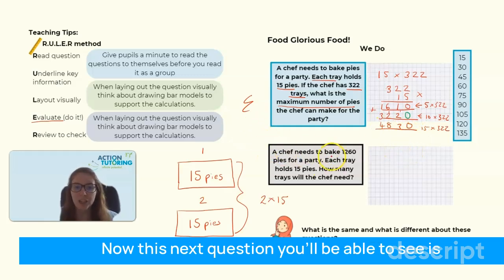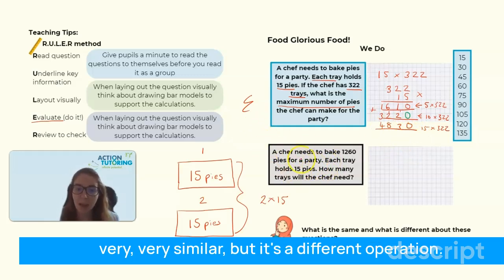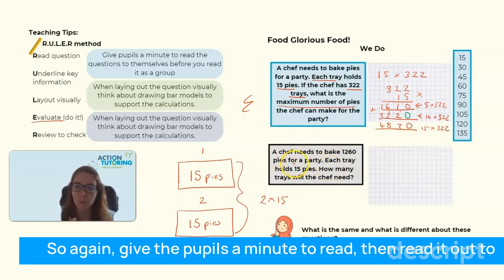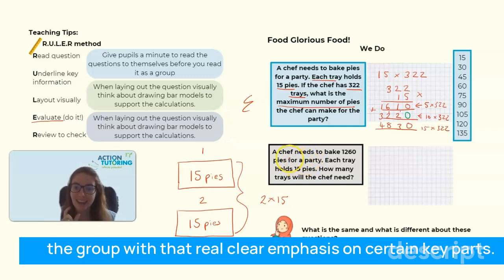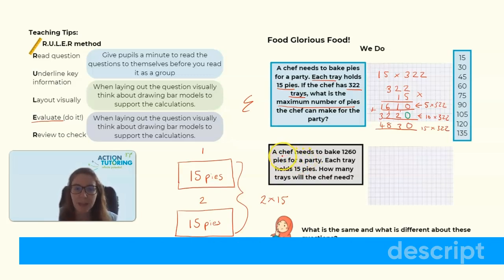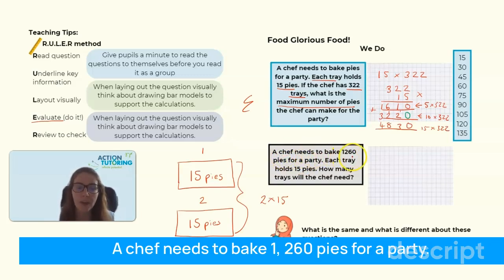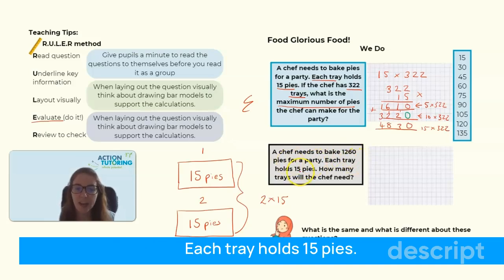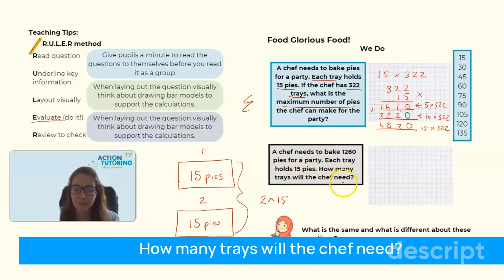Now this next question you'll be able to see is very, very similar, but it's a different operation. So again, give the pupils a minute to read, then read it out to the group with real clear emphasis on certain key parts. A chef needs to bake 1,260 pies for a party. Each tray holds 15 pies. How many trays will the chef need?